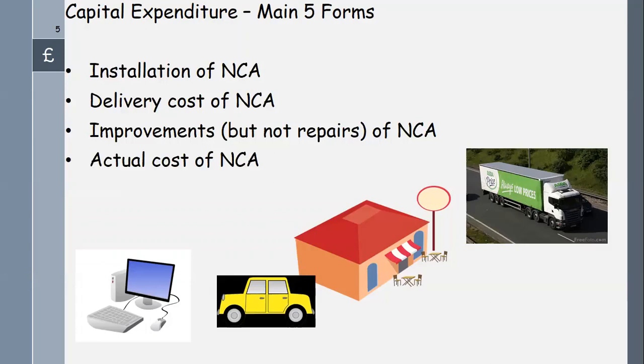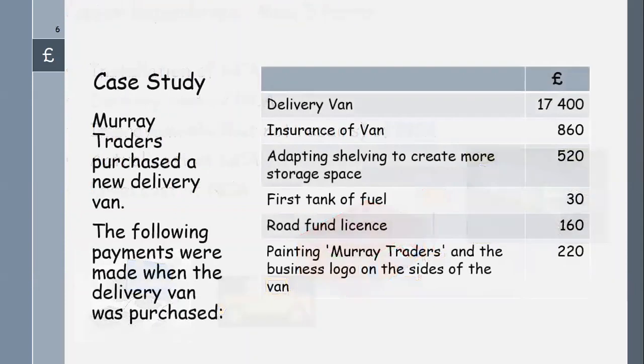The actual cost of purchasing the non-current asset is obviously capital expenditure. That's the main one. And any legal costs required in order to purchase it. So you add those 5 costs together, and that would be your non-current asset cost figure. So let's look at an example.